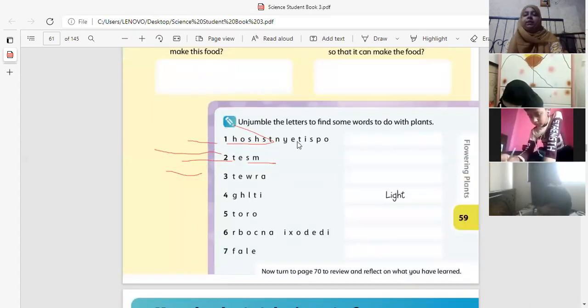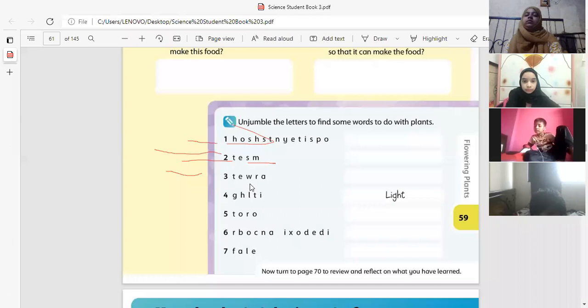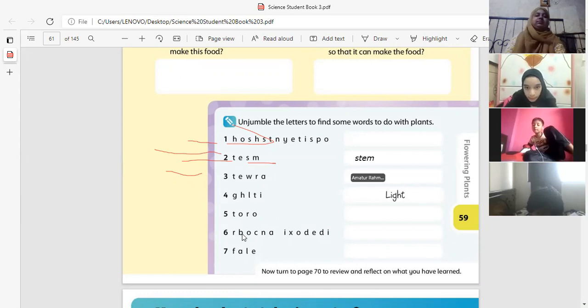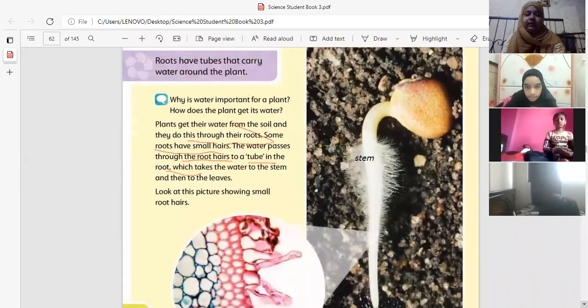This is very simple and important. What is this? Unjumble the words. What is this word over here? Photosynthesis. Second is stem. Third is water. Fourth is light. And fifth is root. And sixth is carbohydrate. Then carbon dioxide. And the last one is leaf. Very good. Simple, and we've done this several times. I will not take more time.